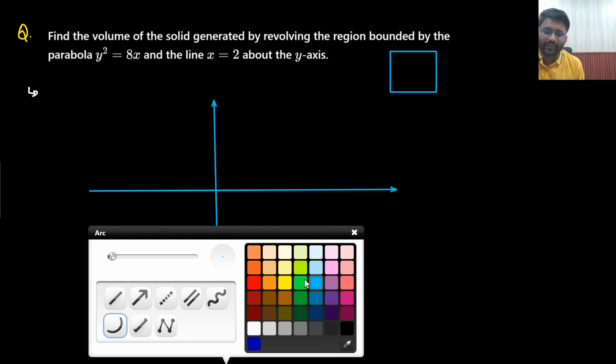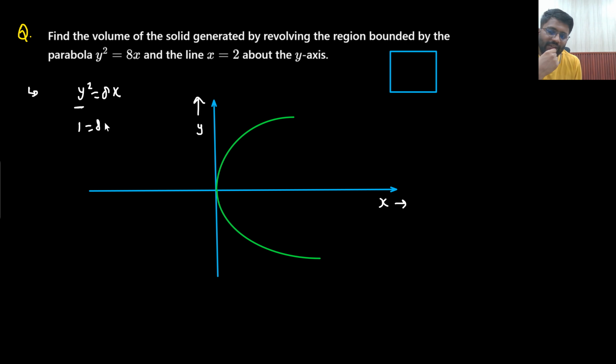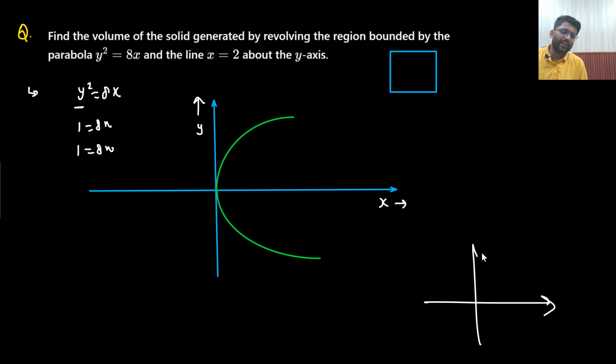This will be the parabola y square equals 8x. The value of x can never be negative, because it is equal to y square. Y can be positive or negative. If y is minus 1, then the value of x will be 1 by 8. If y is plus 1, then also the value of x will be 1 by 8. So the value of x will always be positive, and the value of y will go in this manner. Basically, you have just made it opposite.